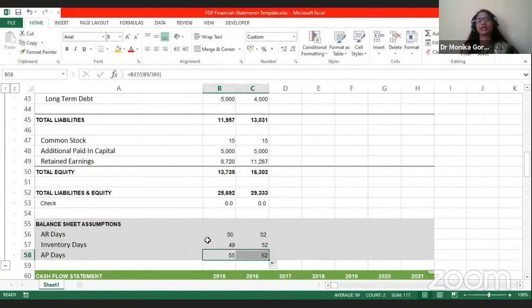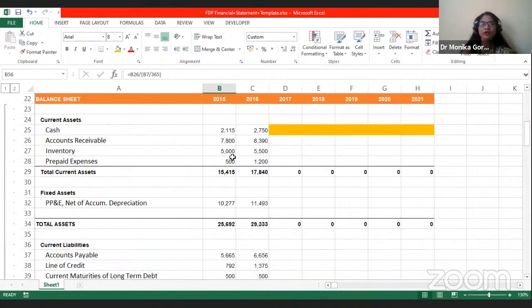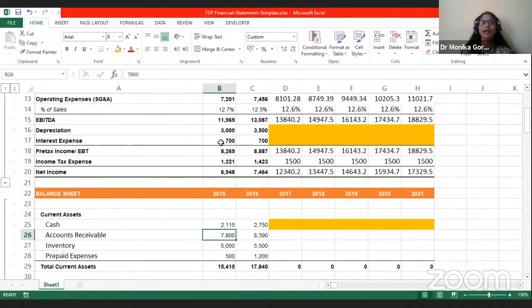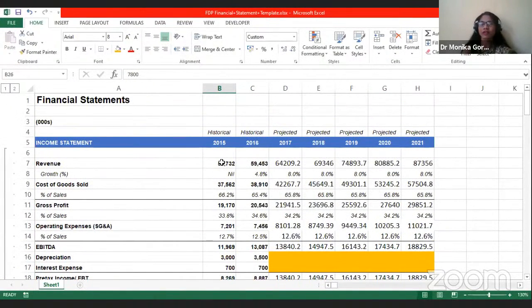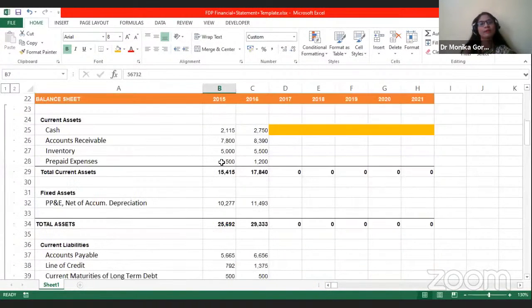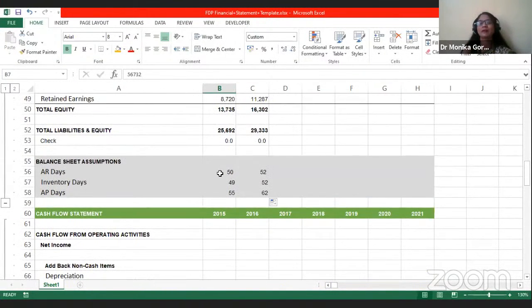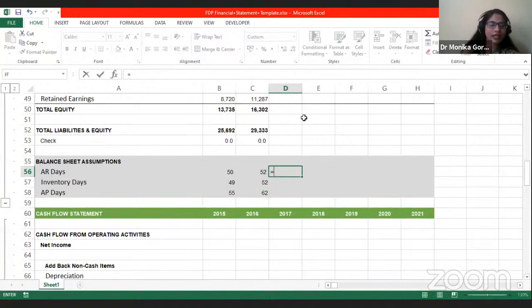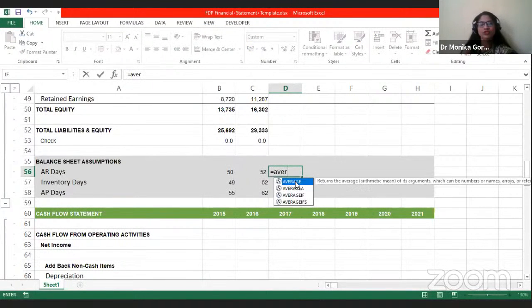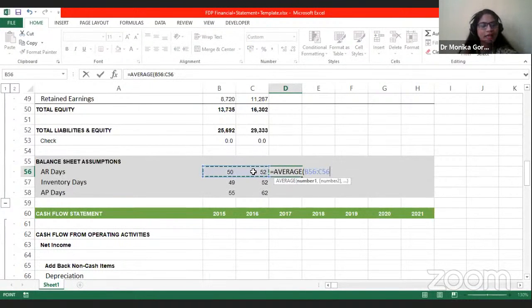It takes 55 days. So what I did for accounts receivable: I go to current assets, account receivable amount divided by revenue divided by 365, so I come to know one individual day. Same thing I have done for inventories and accounts payable. Now, what is our assumption? Our assumption for this is we are again going to take the average of the previous 2 years, and I am going to lock it.